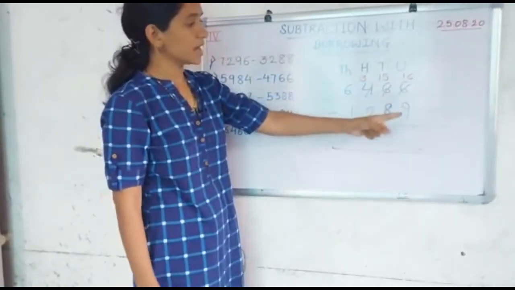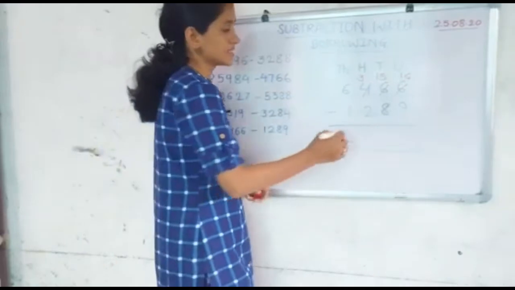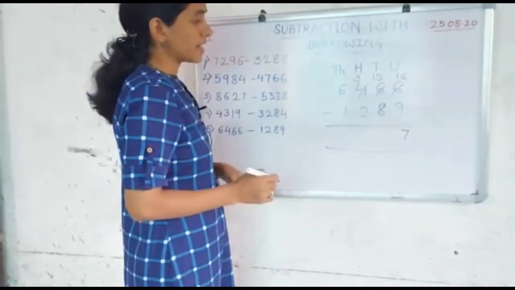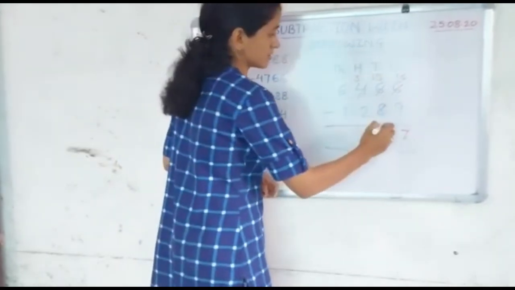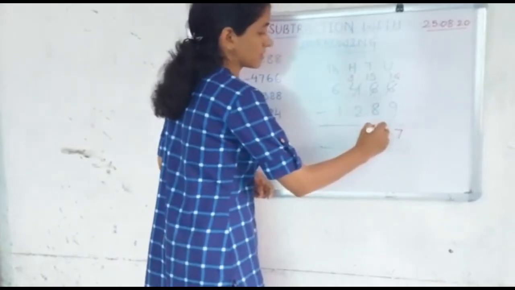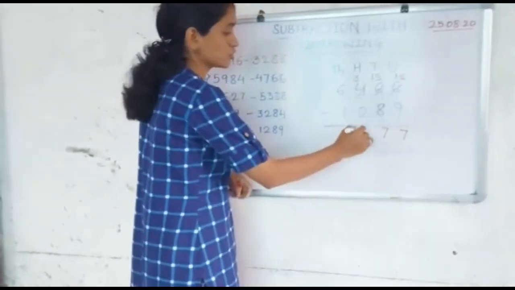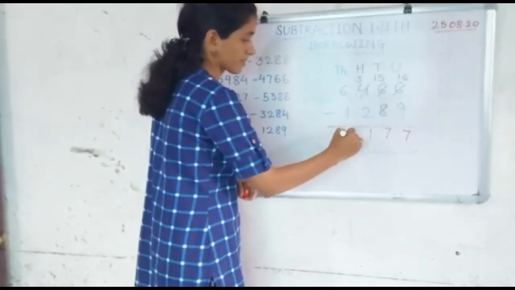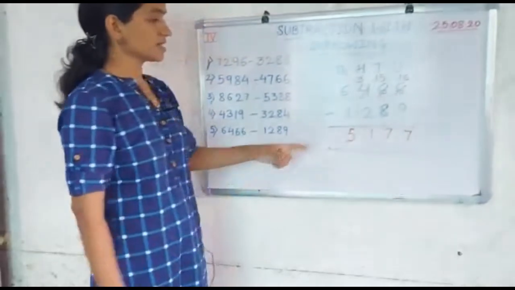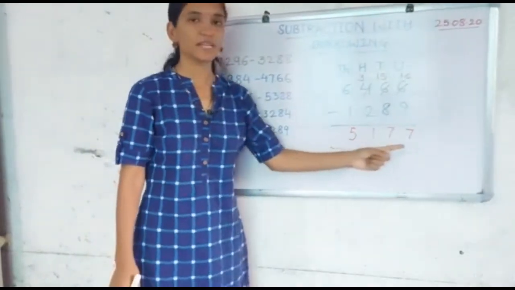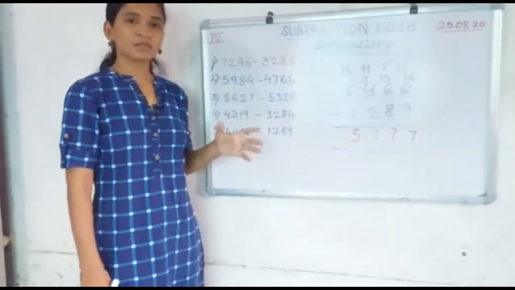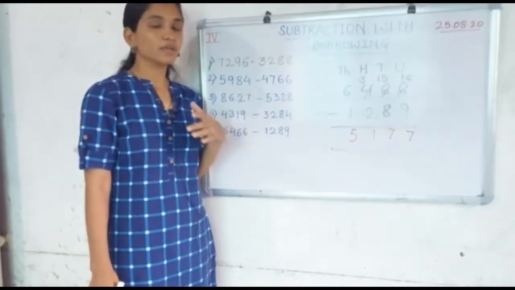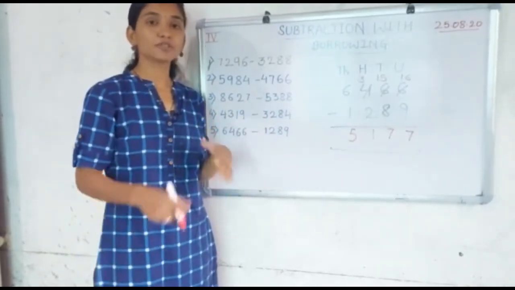So 16 minus 9, 7. 15 minus 8, 7. 3 minus 2, 1. 6 minus 1, 5. So your answer is 5177.